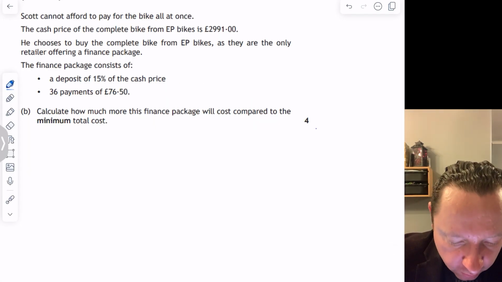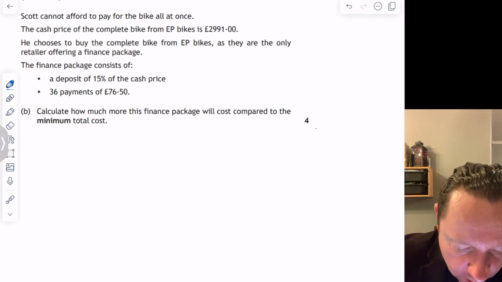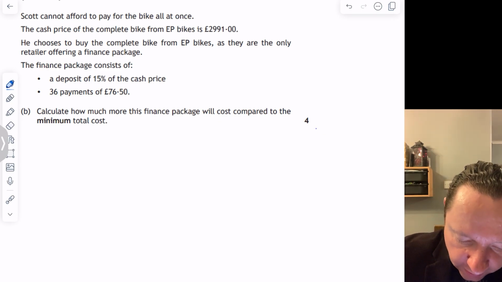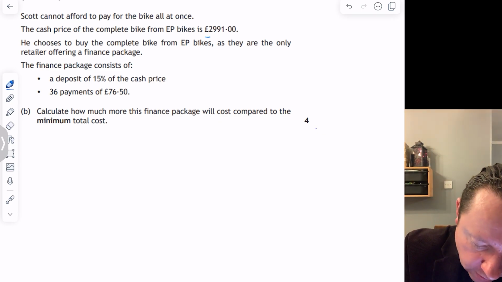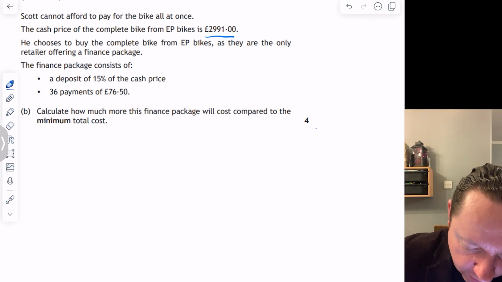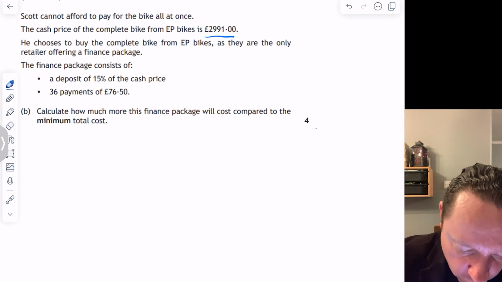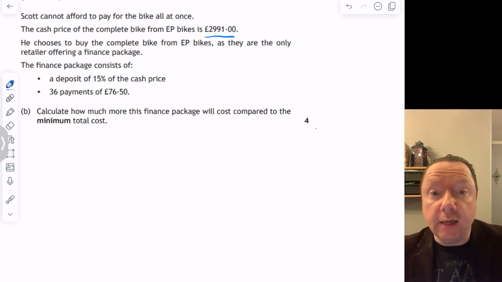Question 8b. Scott cannot afford to pay for the bike all at once. The cash price for the bike from EP Bikes is £2,991. Let's just take a little note of that. He chooses to buy a complete bike from EP Bikes as they are offering a finance package. The finance package consists of a deposit of 15% of the cash price and 36 payments of £76.50. Calculate how much more this finance package will cost compared to the minimum total cost. So the cash price is £2,991.